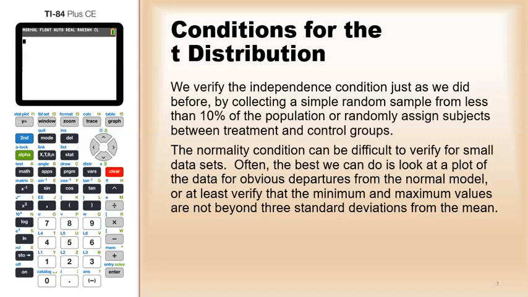The normality condition can be difficult for small data sets. Often the best we can do is look at a plot for obvious outliers or departures from the normal model. Or we can at least verify that the minimum and maximum values are not beyond 3 standard deviations from the mean. That is, the z-scores are between -3 and +3.